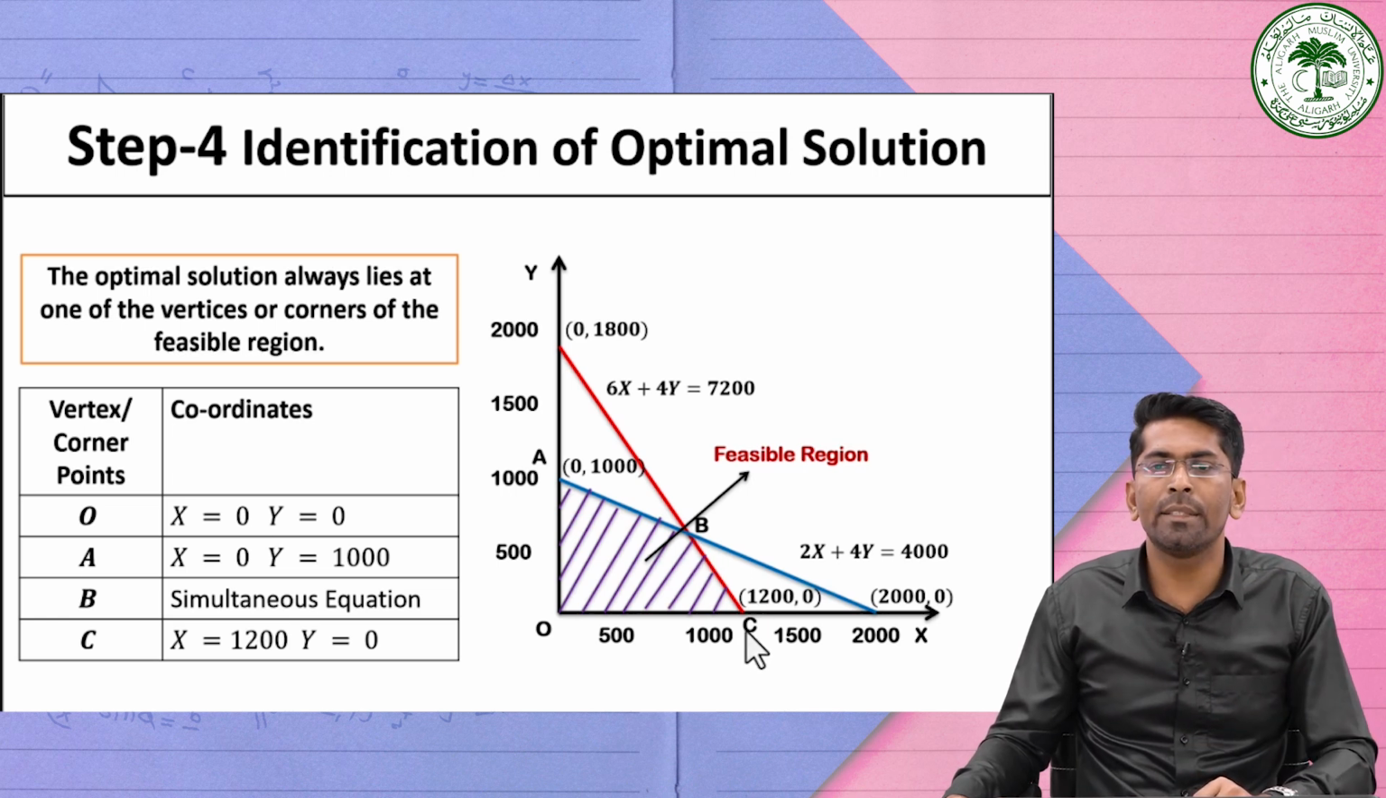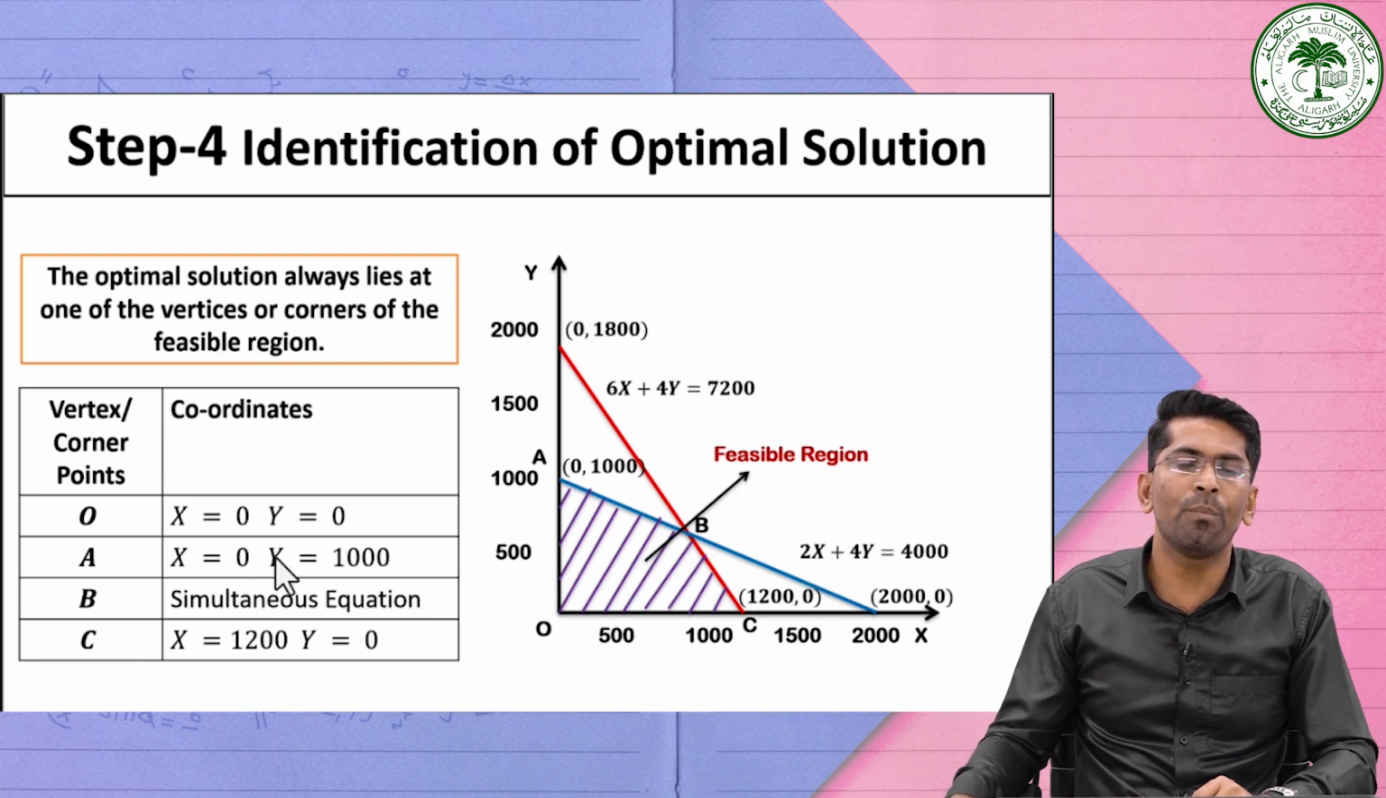Then at point C, the value of x is equal to 1200. And what is the value of y here? It is 0.